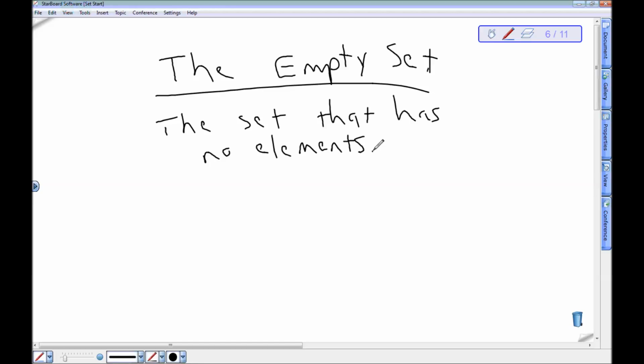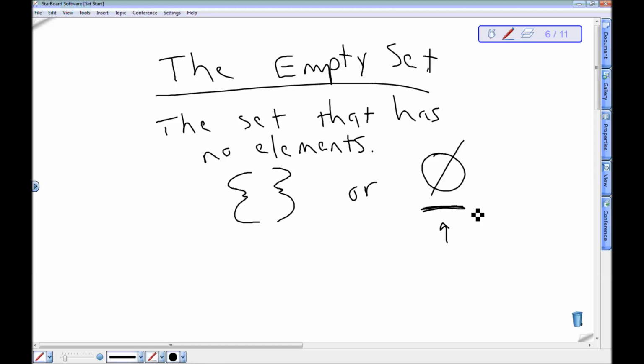We can either list this in roster form by cleverly having a set with nothing inside of it, or sometimes we'll use a special symbol that means the empty set, and that's this one. Now, if you draw your zeros like that, you're going to want to not do that when you're talking about sets, because if I'm talking about a set and I see that symbol, I say, oh, that's the empty set. That means the set that has nothing in it.